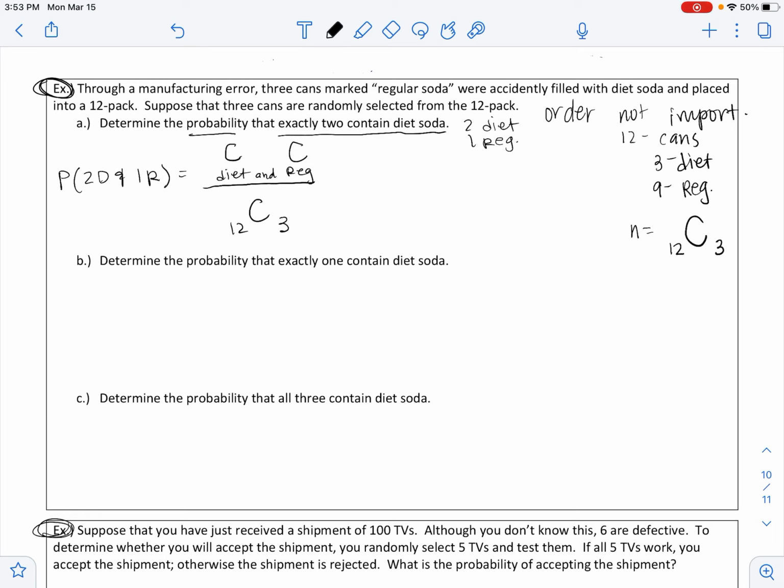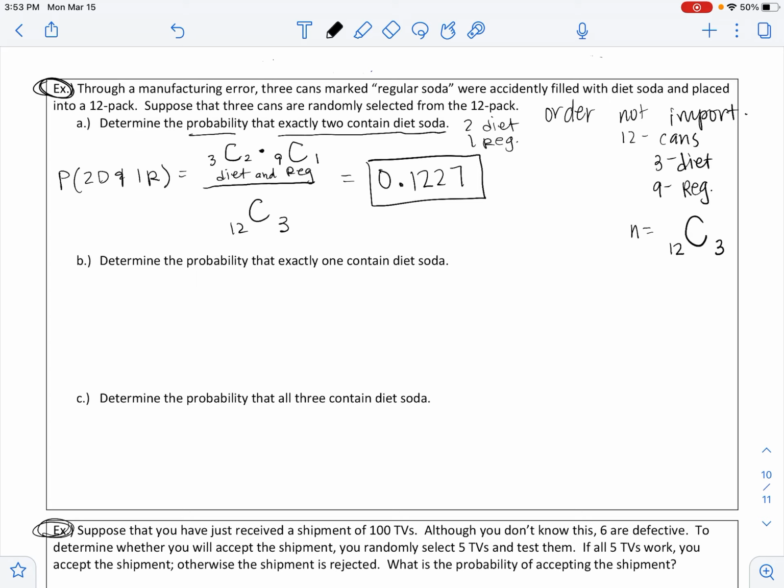The word and stands for multiplication, like we saw before. Diet total that we have is 3, and we are going to be selecting 2 of those, since the problem says selecting exactly 2. And then out of the 9 total regular, you're going to select only 1 of them. If you put this all in on your calculator, so try it out, you should get 0.1227, rounding to 4 decimal places.